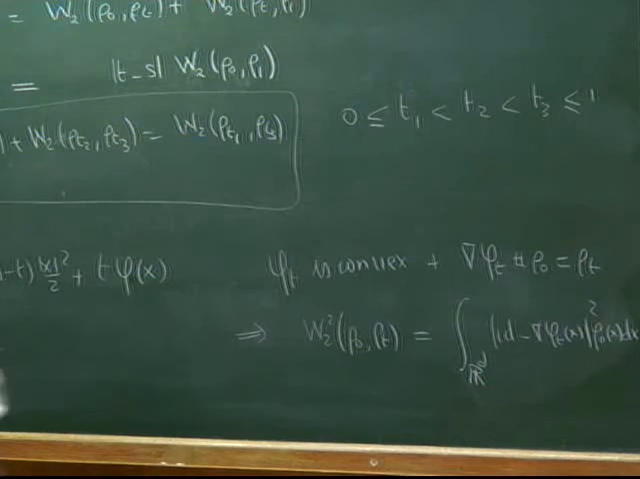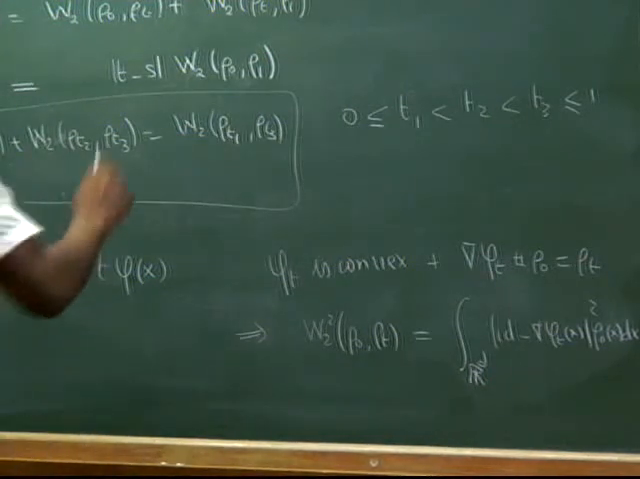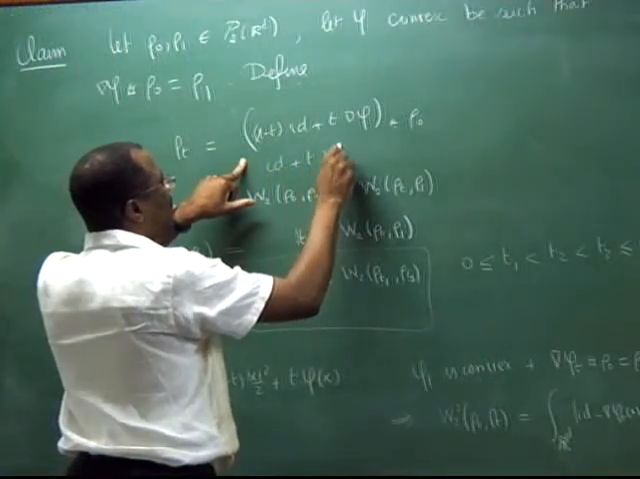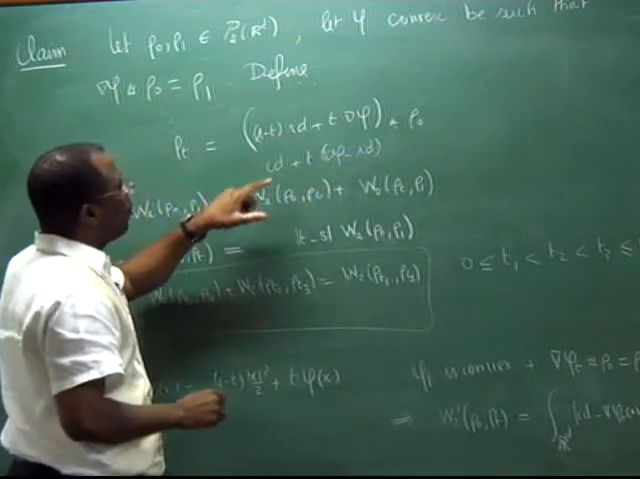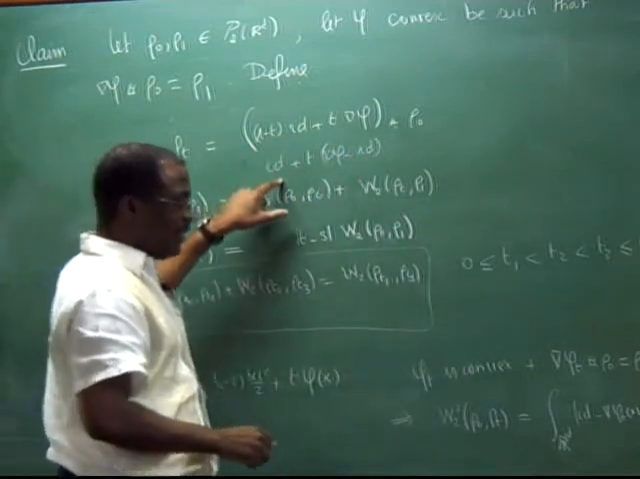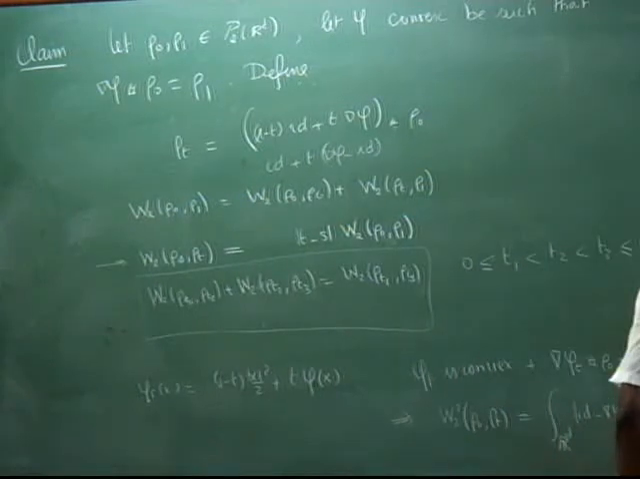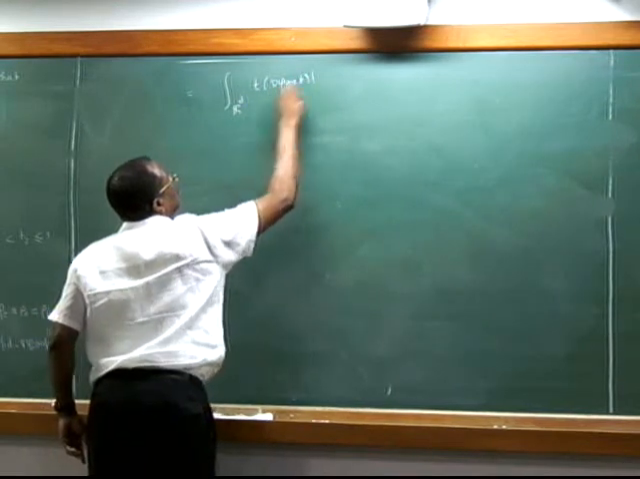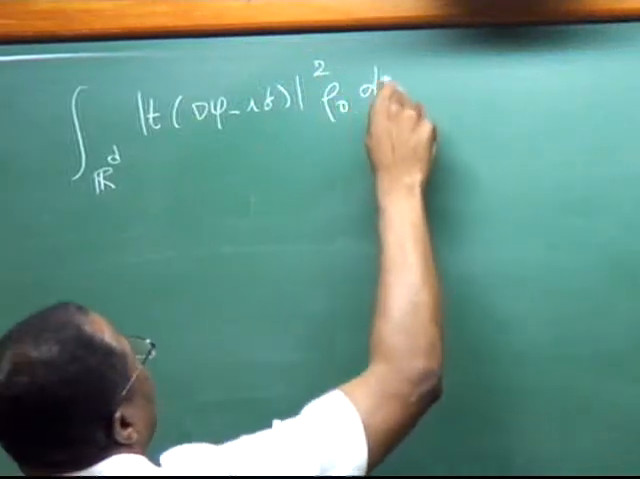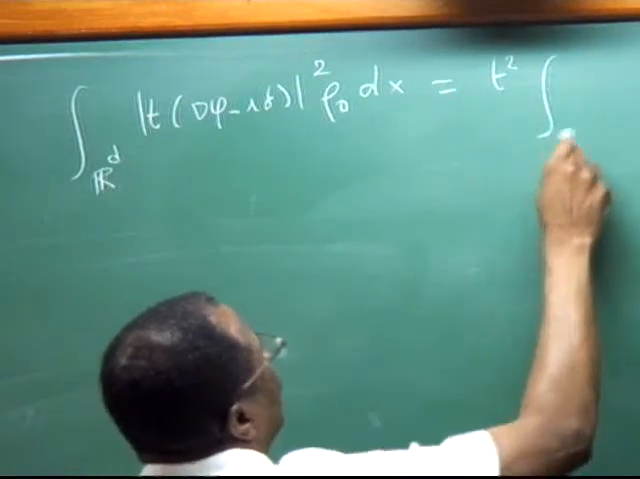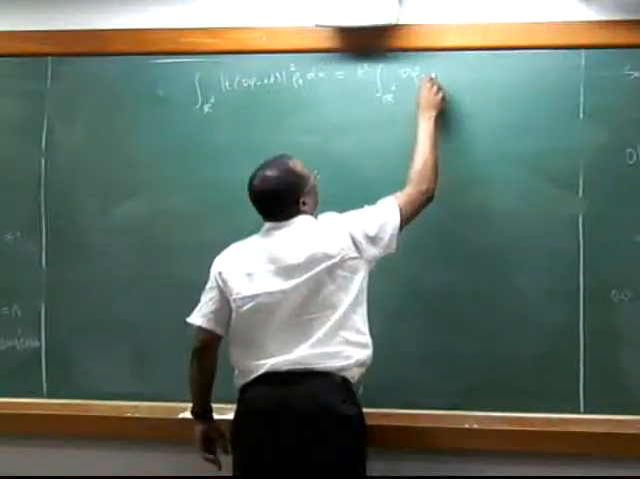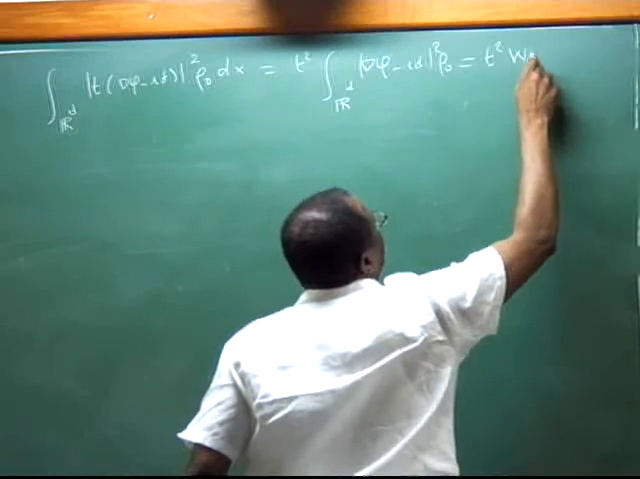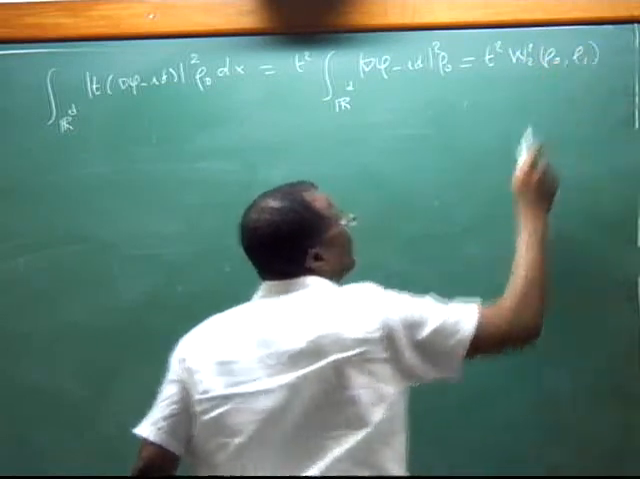Okay, so let us compute that. I can rewrite this as identity plus t times (gradient of phi minus identity). And so the gradient of phi t minus identity is exactly the integral over Rd of |t (gradient of phi minus identity)| squared rho naught dx, which is t squared times the integral over Rd of |gradient of phi minus identity| squared rho naught, which is t squared times the distance squared between rho naught and rho 1.